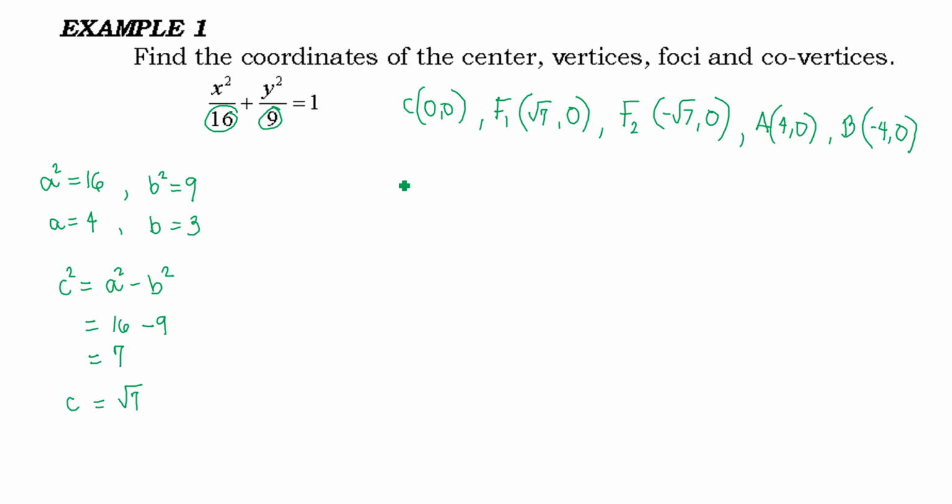Let's say our J has the coordinates 0, 3, and our I has the coordinates of 0, negative 3. Let's start to have the graph. So ito yung graph niya.